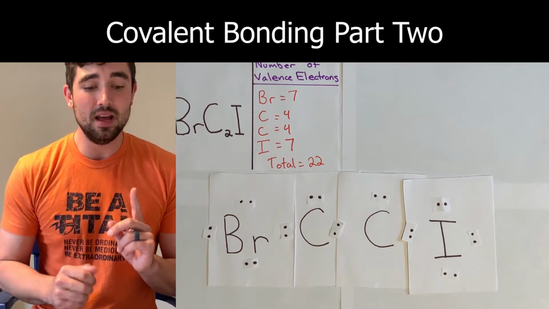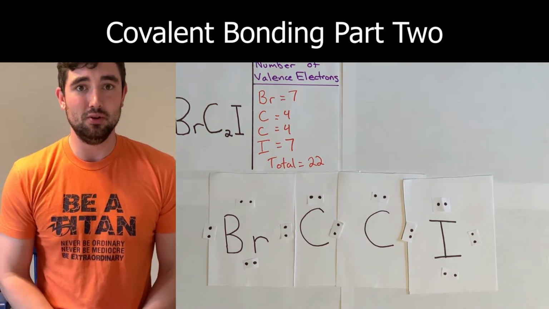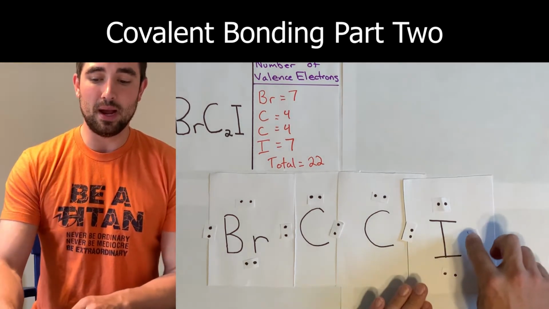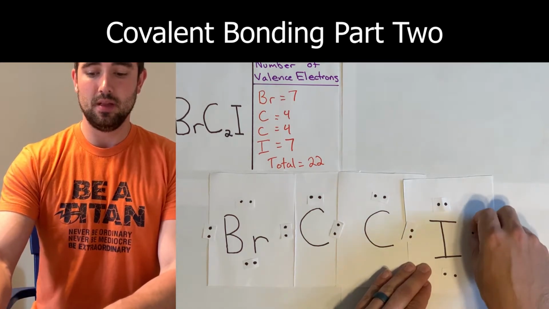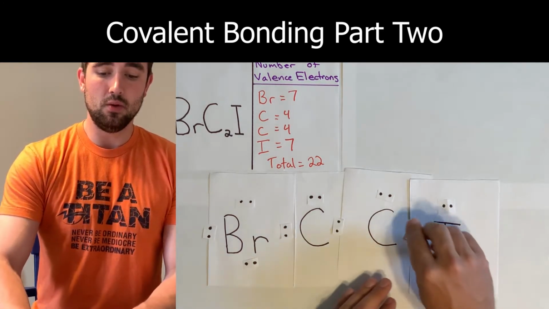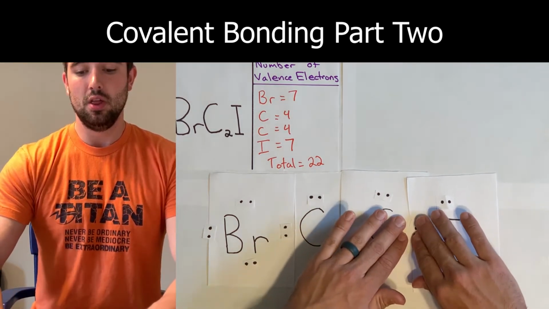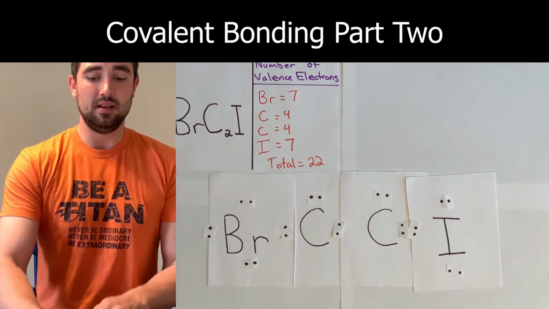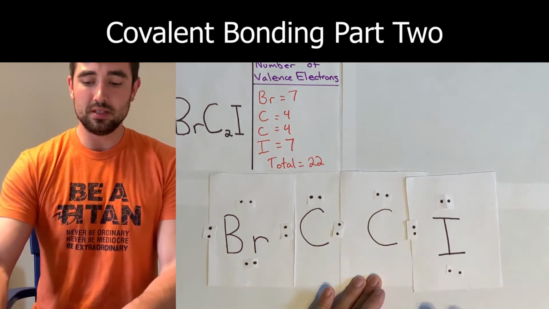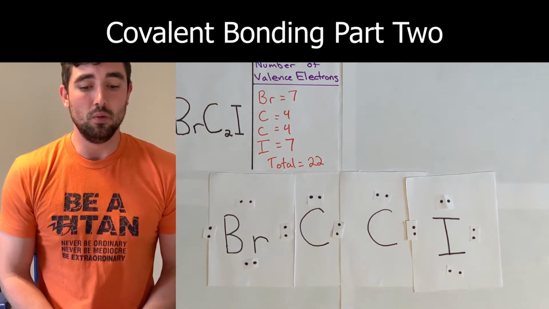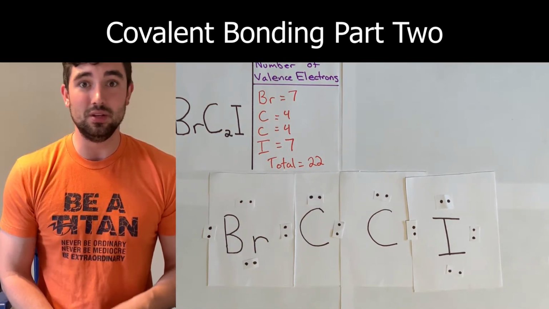Now, I already said that iodine and bromine, they're not going to make double bonds. So I don't want to take a pair of electrons on iodine over here and move it in between it and carbon. I don't want it to ever be in this position because they're not going to make a double bond. There's no reason for iodine to ever do that. So instead, we look at these lone pairs on carbon. Well, carbon can definitely make doubles and even triple bonds.